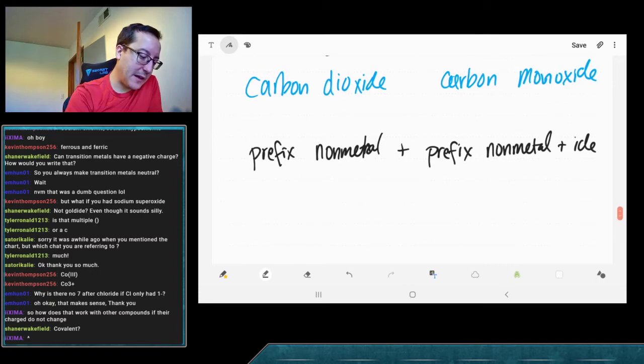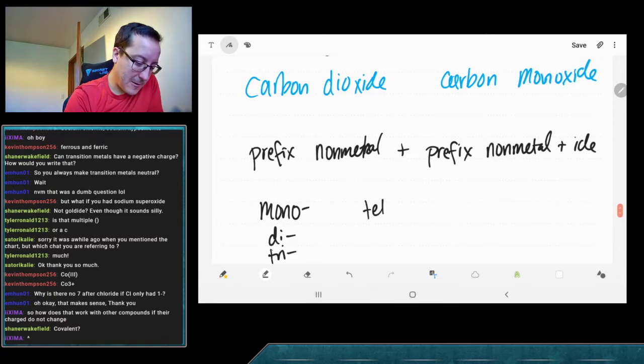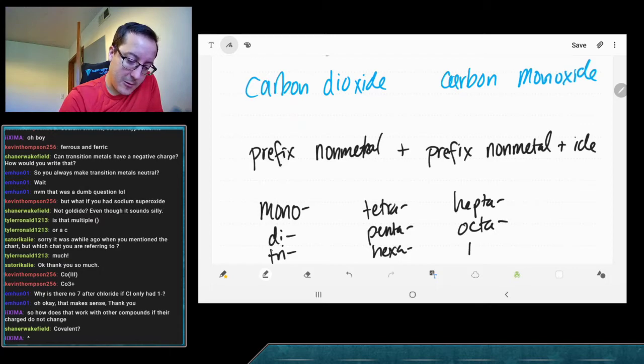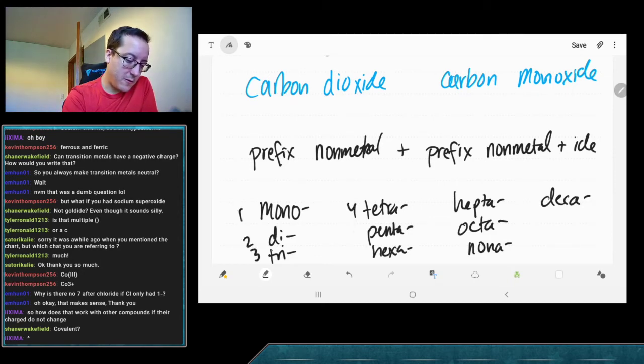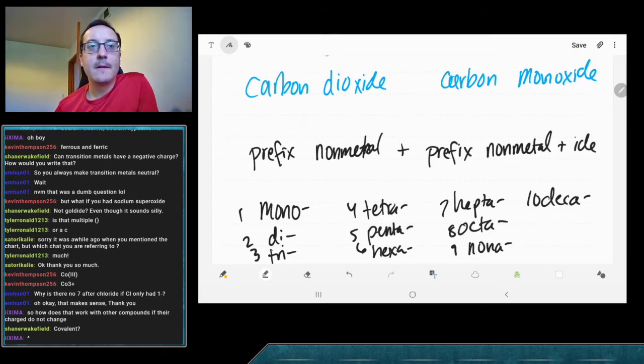And the prefixes are going to be mono, di, tri, tetra, penta, hexa, hepta, octa, nona, and we'll go up to deca. So that's 1, 2, 3, 4, 5, 6, 7, 8, 9, and 10. Boom. Easy for us. There's only one more kind of rule here.